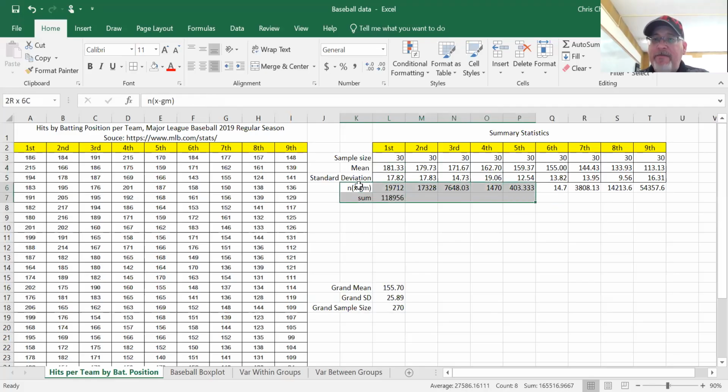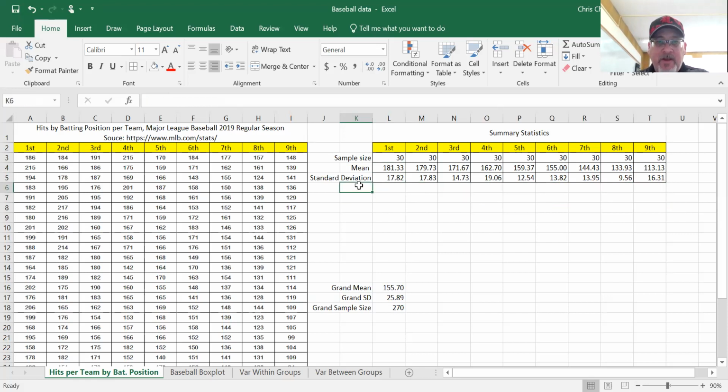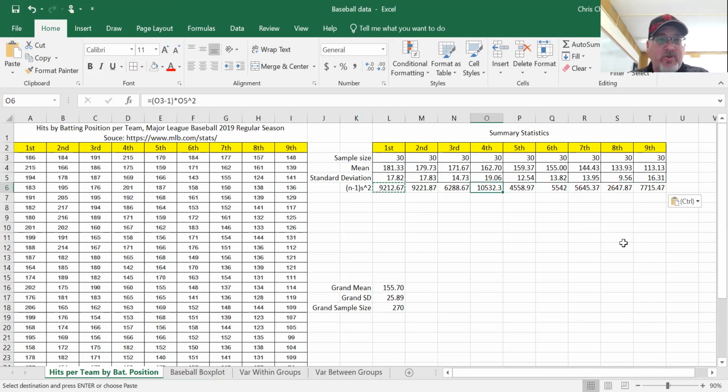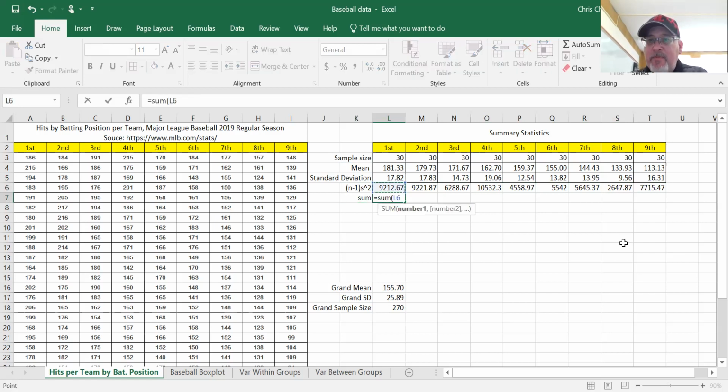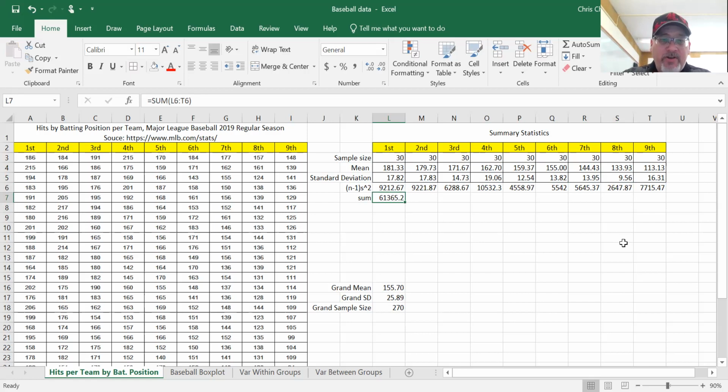So let's clear out this stuff and tell it what we wanted to calculate. Here we want to do n minus 1 times the square of the standard deviation. That's not a formula, that's just saying this is what this row is going to represent. All right, so equals, parentheses, sample size minus 1, close parentheses, times the standard deviation squared. And copy and paste that all the way across. Make sure it looks good. And we'll take the sum of those by saying equals the sum. And it looks like we get 61,365.2.